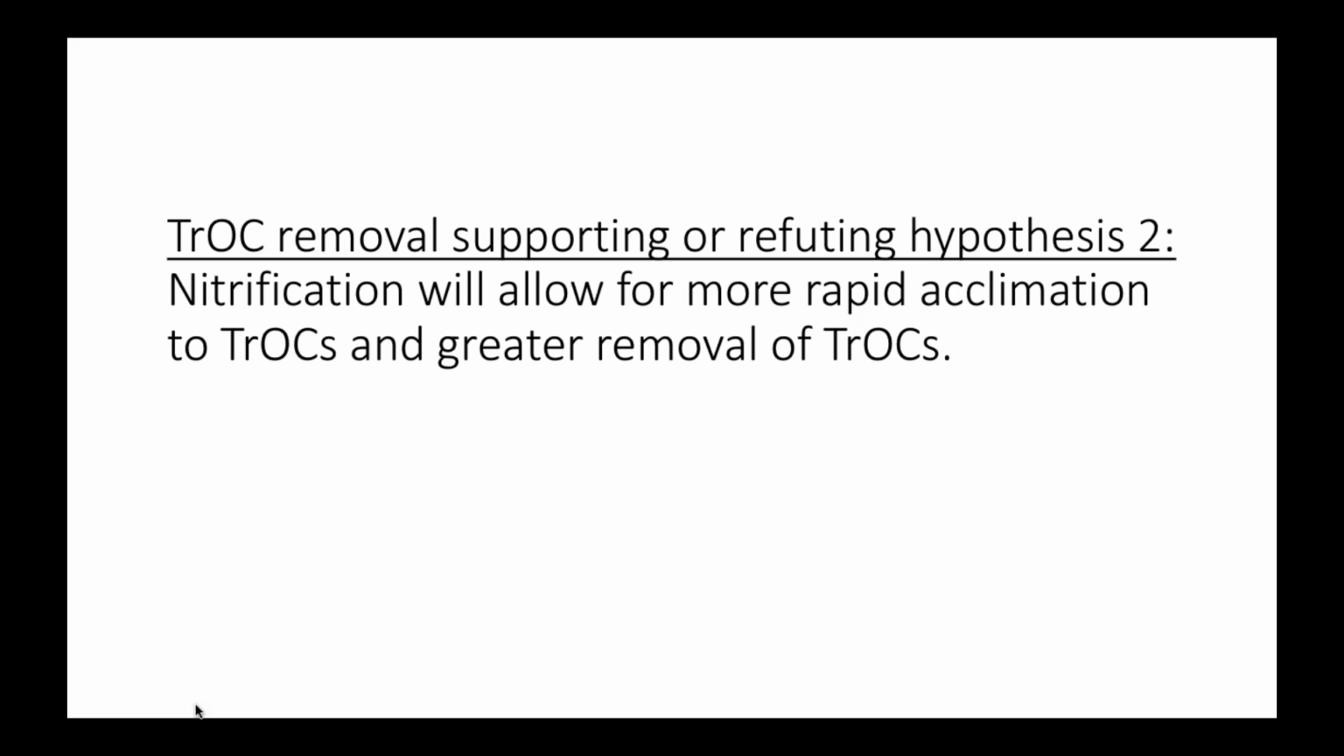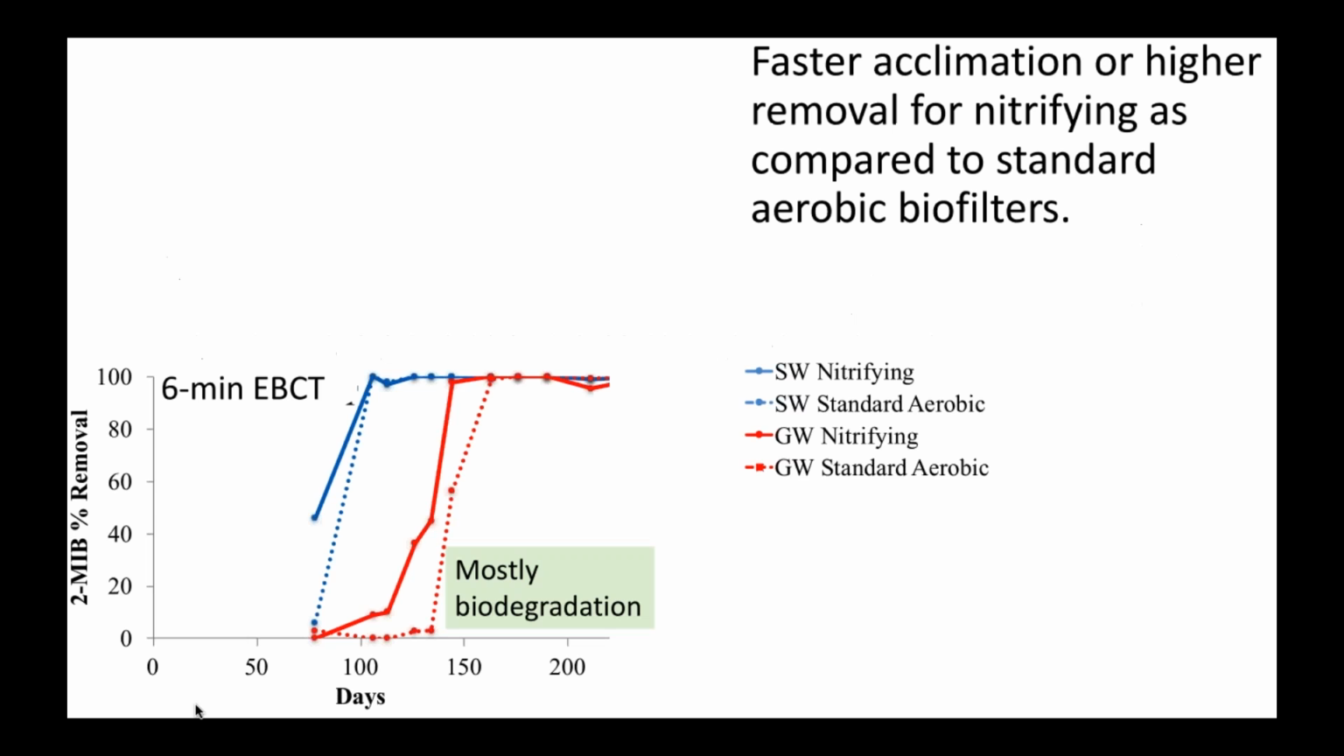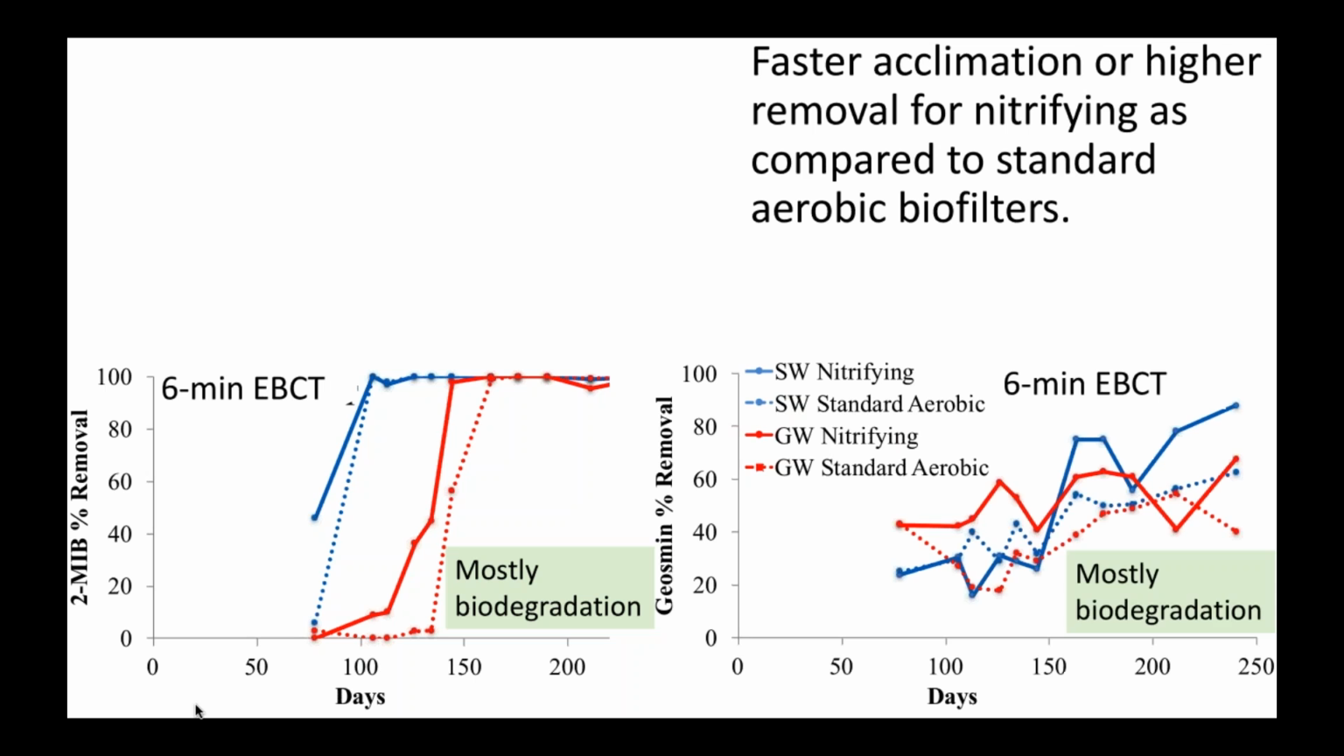So next we're going to go on to the trace organics removal that supported or refuted hypothesis 2, that nitrification will allow for more rapid acclimation to trace organics and greater removal of trace organics. So first, there were 3 trace organics that showed faster or better removal in the nitrifying biofilters. And the first one was 2-MiB again. So over here you can see that the solid lines, which were for the 2 nitrifying, acclimated more rapidly than the standard aerobic.